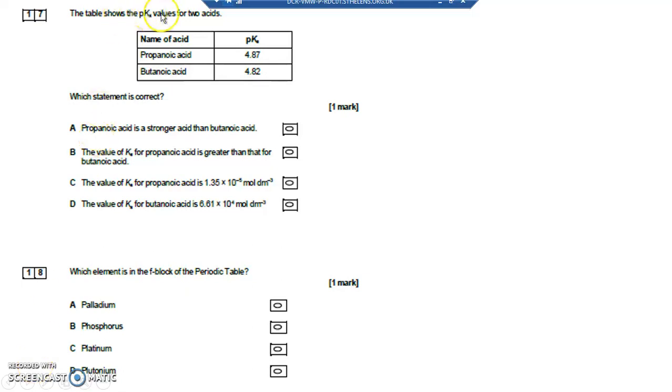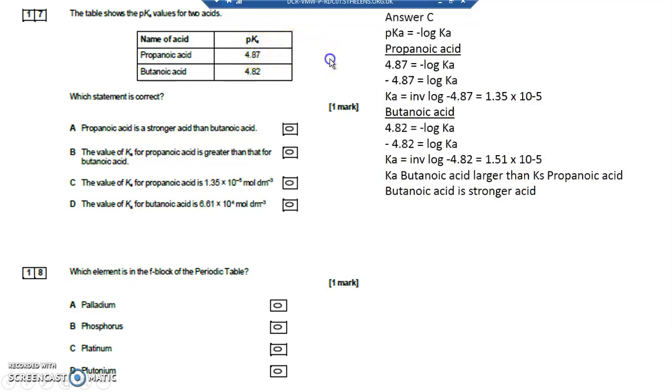Table 17 shows the pKa value for two acids: propanoic acid 4.87, butanoic acid 4.82. First of all, I've got to convert pKa into Ka so I can make sense of those numbers. So pKa equals minus log to the base 10 of Ka. So for propanoic acid, 4.87 equals minus log to the base 10 of Ka.